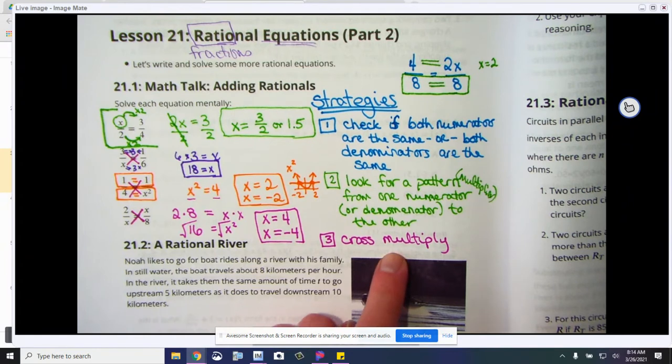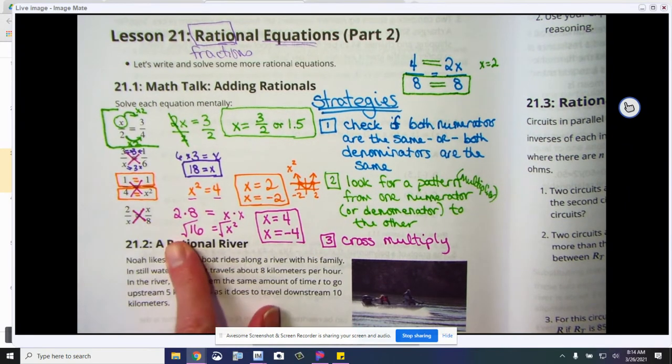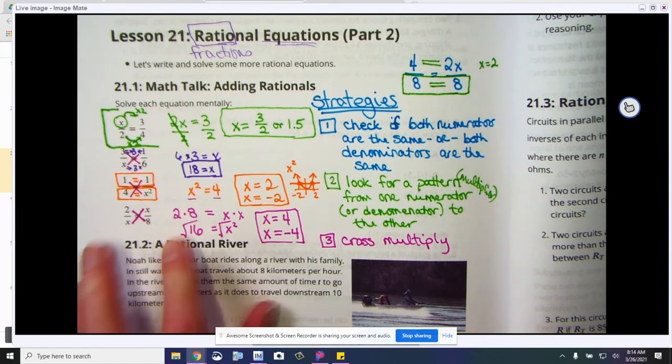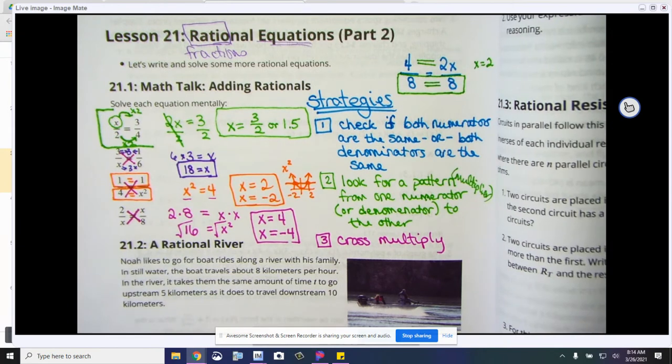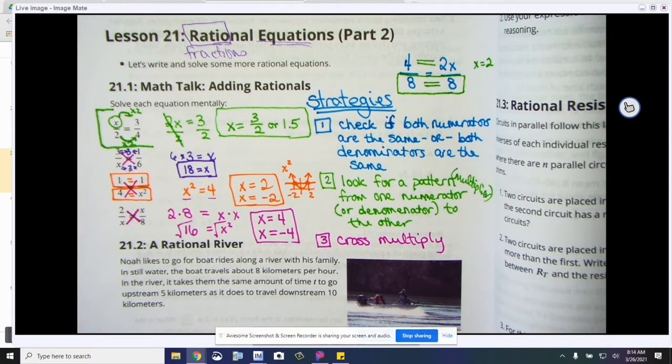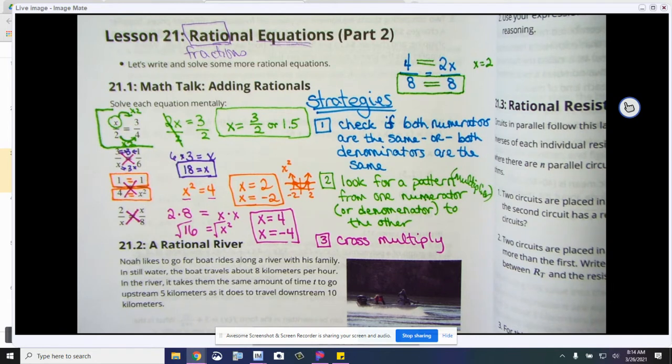And if all else fails, cross multiply. Remember, you're doing top to bottom on opposing fractions. We need an equal sign in between so we can take that equals and cross multiply from there. So I always think about taking that equal sign and cross multiplying.